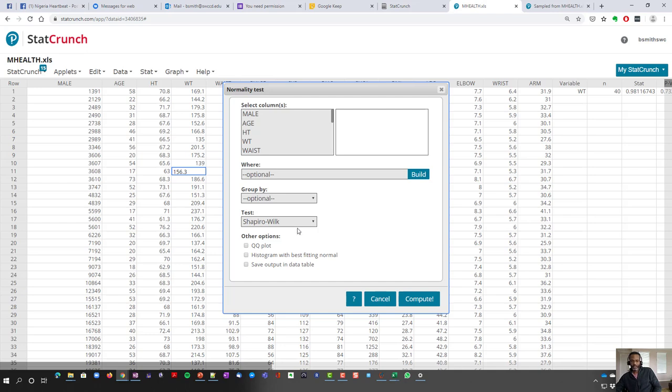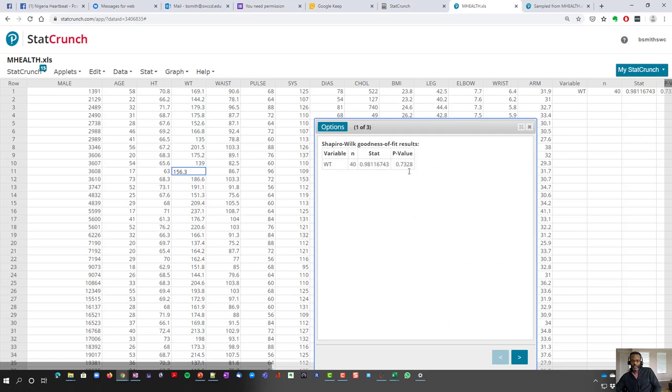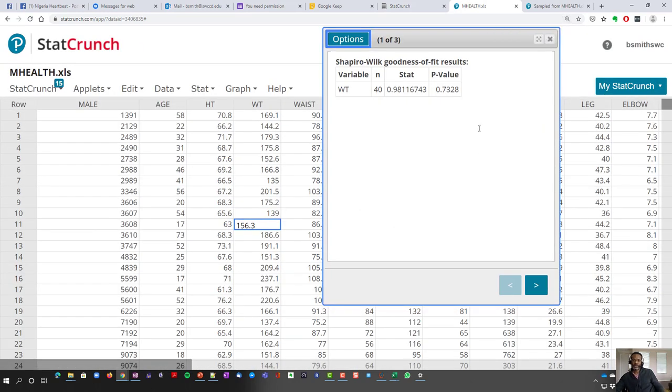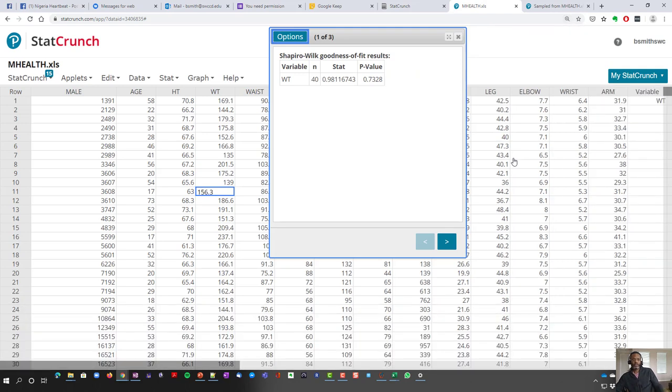So if I do the Shapiro-Wilk test, and I do this for the weight, we end up with a p-value of 0.7328, nowhere near the 0.05 or 5% threshold. So there's not enough evidence to reject the null hypothesis. There's not enough evidence to reject that this data is normal.